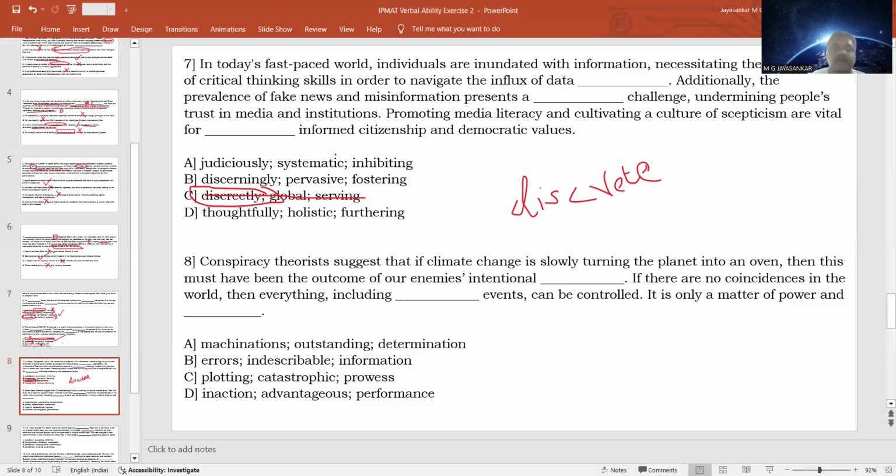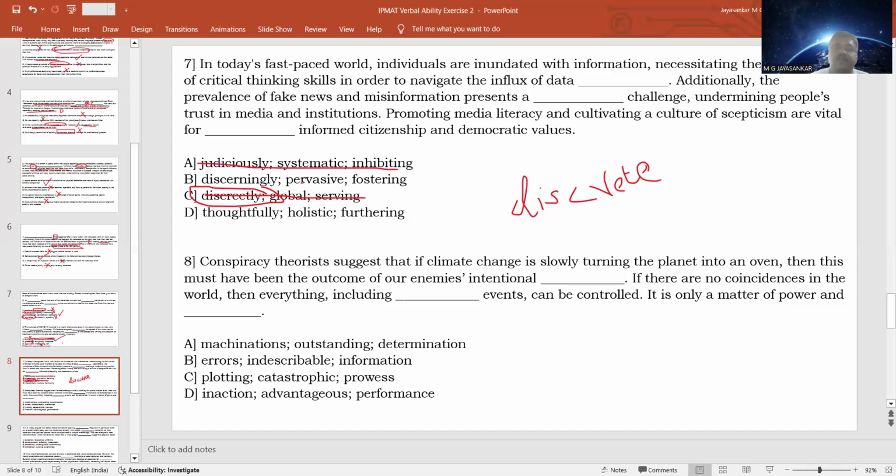What challenge? Option A, systematic challenge. Can a challenge be systematic? Systematic means following a method, following a set system, following a procedure or a process. Challenges can never be systematic. Solutions can be systematic. Systematic solution, systematic problem solving, that is correct. But a problem or a challenge can be complex or complicated, not systematic. So this word is not correct here.